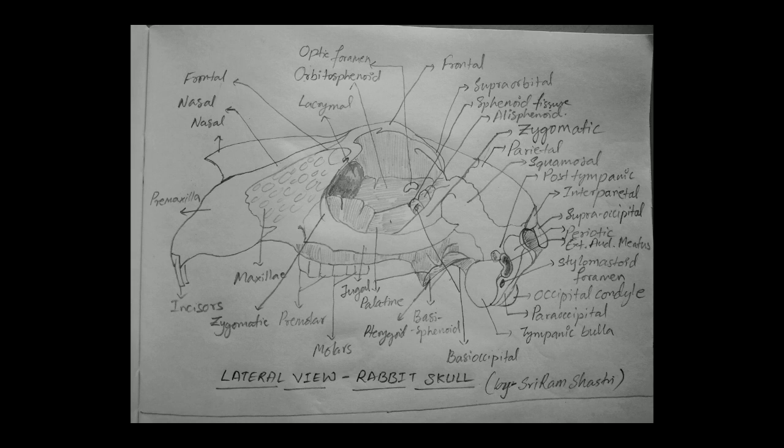Coming to the next part of the cranium, that is the tympanic region. The tympanic region consists of a flask-shaped structure called tympanic bullae. It encloses three ear ossicles, that is malleus, incus, and stapes. This tubular structure is connected to the external auditory meatus, and it opens in the stylomastoid foramen, which is the exit of the facial nerve from the skull.